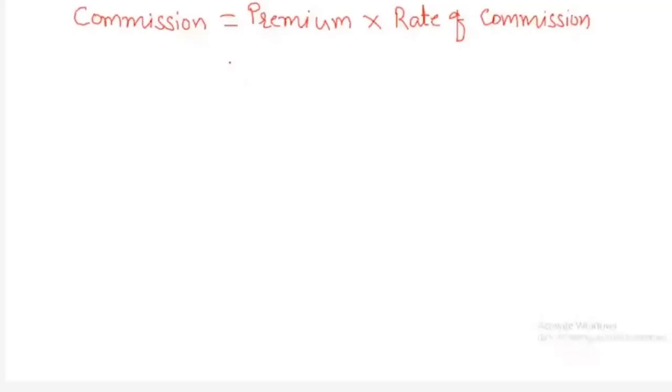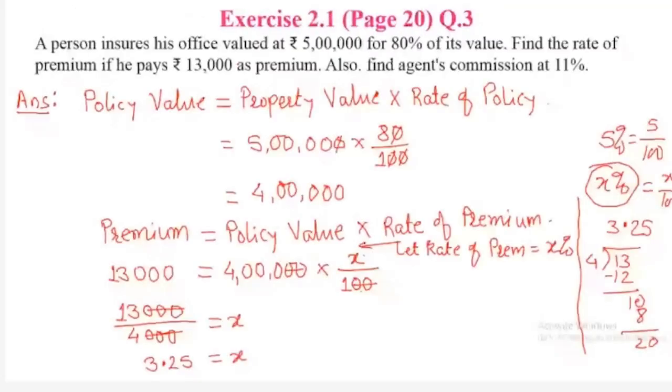What is amount of premium? I'm not asking you rate of premium. I'm asking you amount of premium. What is amount of premium? 13,000. And what is rate of commission? 11%.